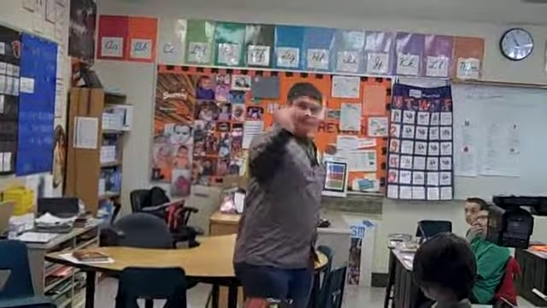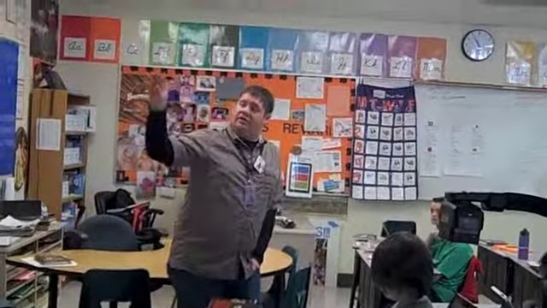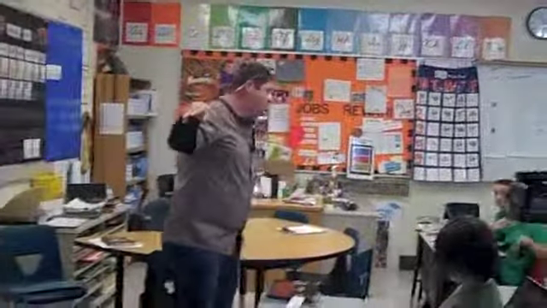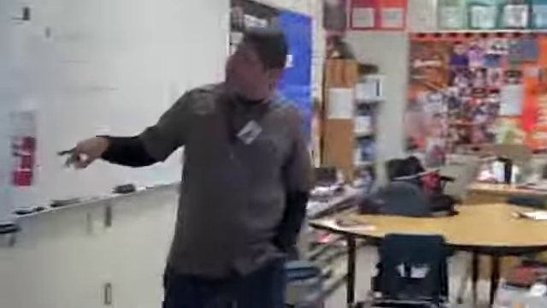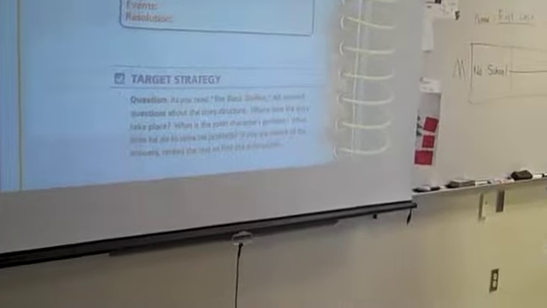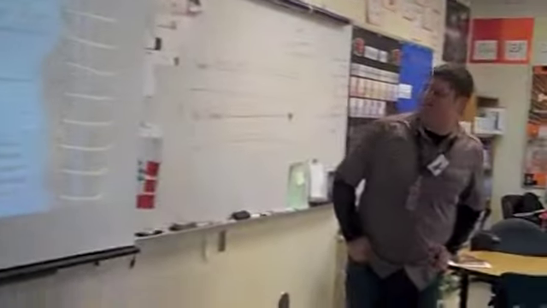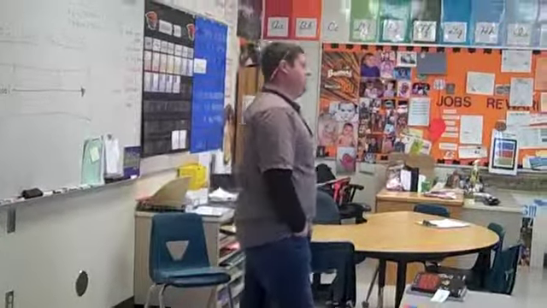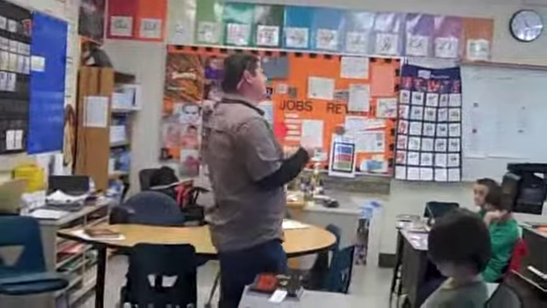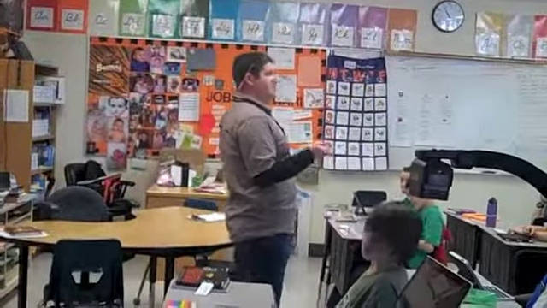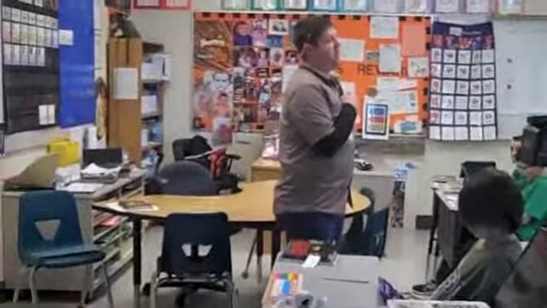Now, along with that, you are going to work on a strategy of questioning. Okay, so I'll read this to you. As you read The Black Stallion, ask yourself questions about the story structure. Where does the story take place? What is the main character's problem? What does he do to solve his problem? If you're unsure of the answers, reread the text to find the information. Now that rereading piece, that's something you can revisit as we work with The Black Stallion this week.